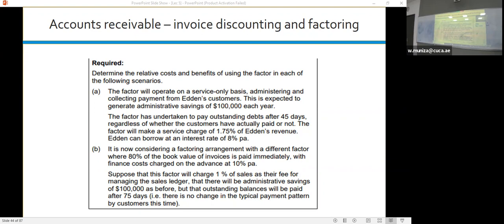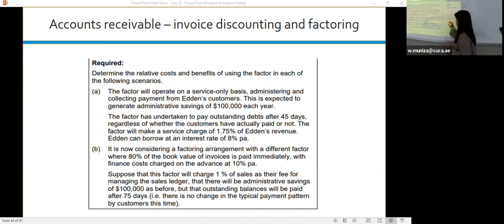$376,800 is the cost. How much? $376,800. Okay, in cost, have you taken this first 1%? 1% of sales, that is 16 million. 16 million for sales. Yeah. 160,000. Okay, this one you have taken.